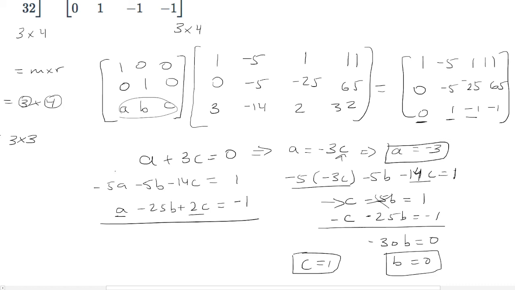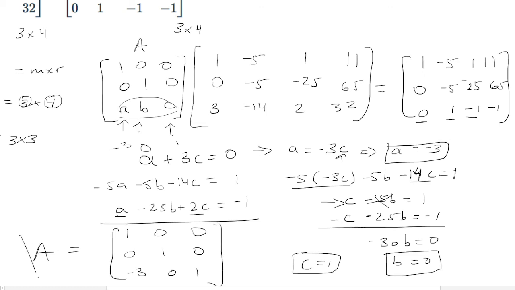So I can plug it in here now. A is negative 3, B is 0, and C is 1. And so the answer that we're interested in, our matrix A, this is our matrix A. It's going to be identity for the first two rows. And then the last row is negative 3, 0, and 1. And that's our final answer.